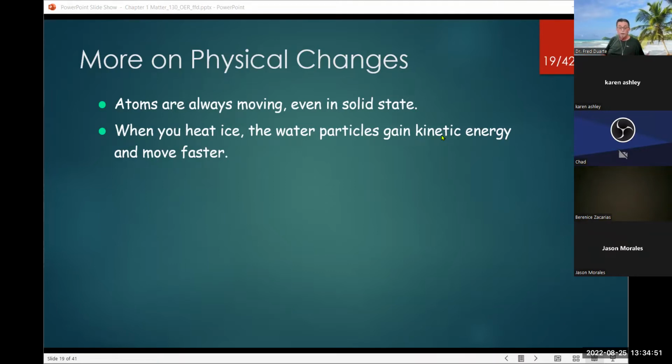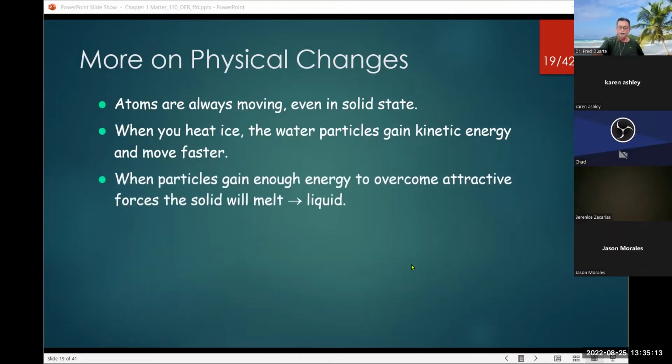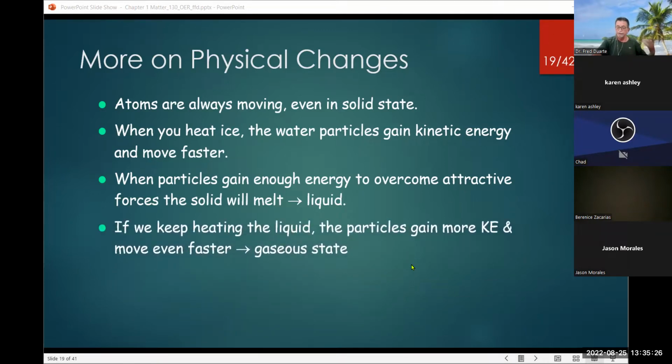It's called kinetic energy, which is related to movement, okay? Because as we put energy into a solid, those molecules start to move, and eventually they're going to pull away from each other. So they gain kinetic energy and start to move faster, okay? And if they gain enough energy, they overcome the attractive forces they have for each other, and they go into the next phase. If we continue to give energy to the system, they'll continue into the next stage, in this example maybe going to the gas phase. It's all about energy.